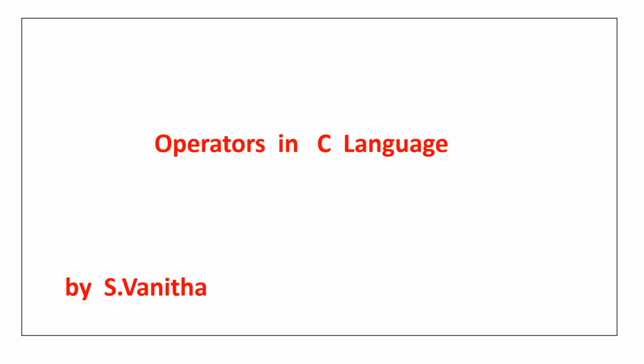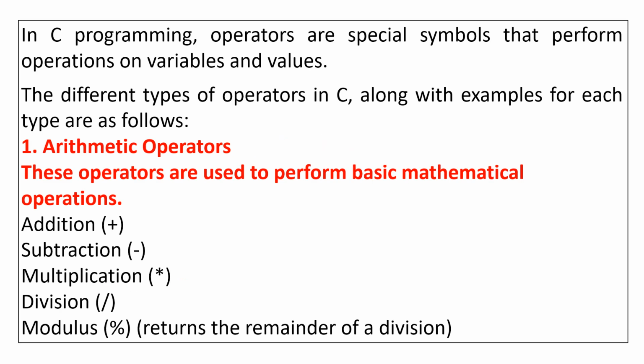Operators in C language by Mrs. S. Vanitha. In C programming, operators are special symbols that perform operations on variables and values.